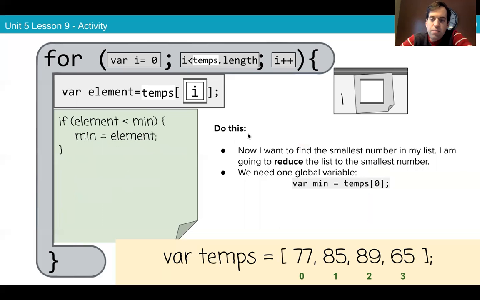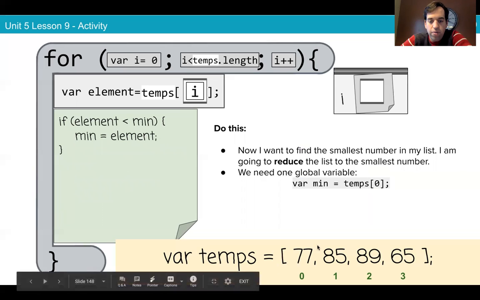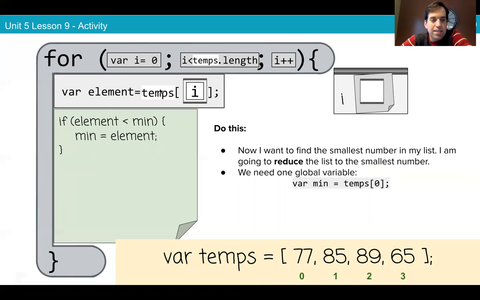Now we want to find the smallest number in the list. I'm going to reduce the list to the smallest number. And we're going to need one global variable at the start. So I'm going to create the variable min, which is going to equal temps[0] to start. So it'll be the first value from the temps list. So it's going to start at 77. Take a look at what our for loop now does. It still has the same first line.